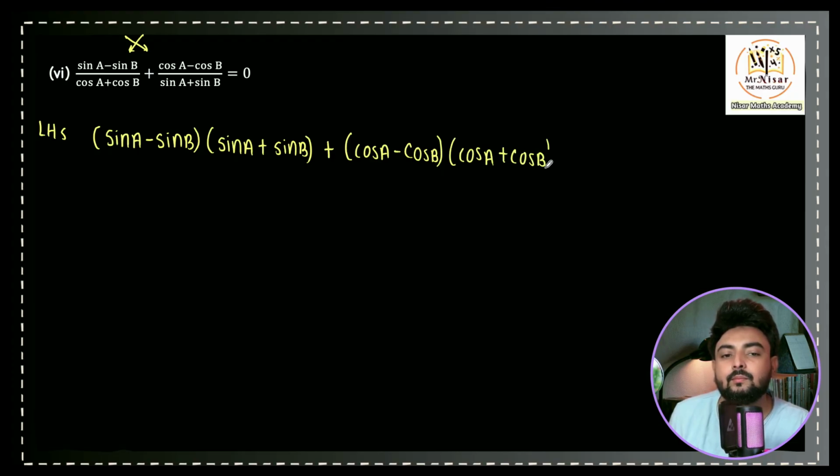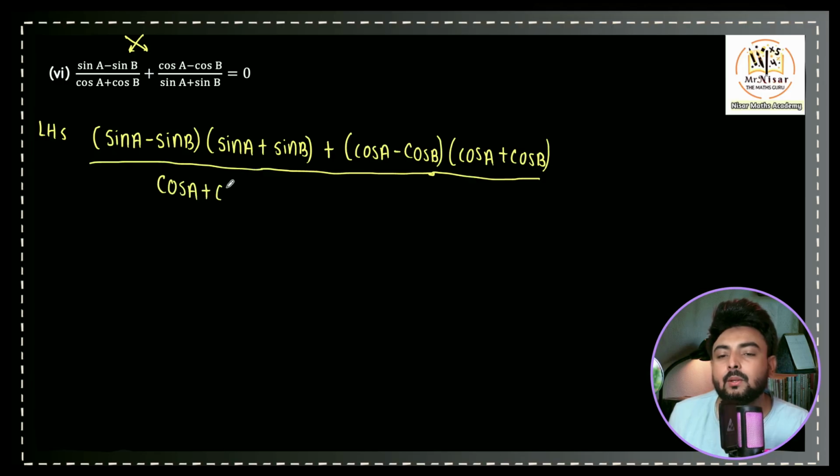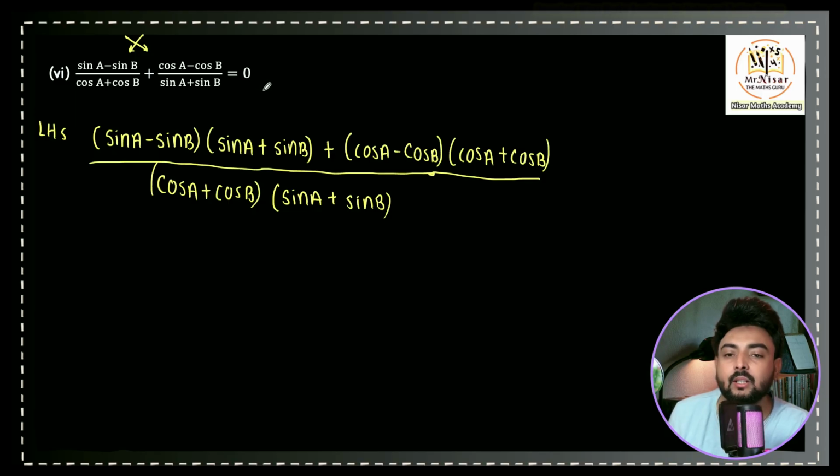upon, this both will be multiplied, so (cos A plus cos B) into (sin A plus sin B). This all we have to prove as 0. What does it mean? You know children, if we want the answer as 0, then somewhere in the numerator 0 is going to come. Okay, let's see whether it will come or not.